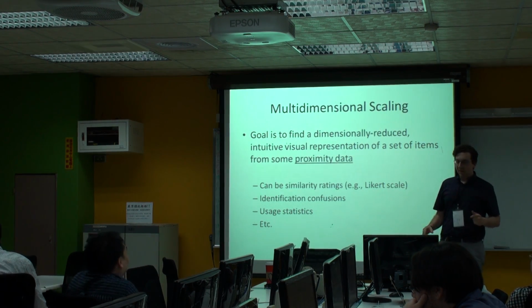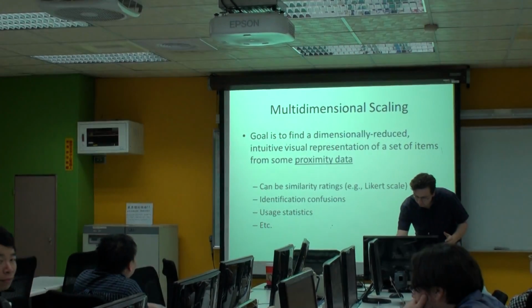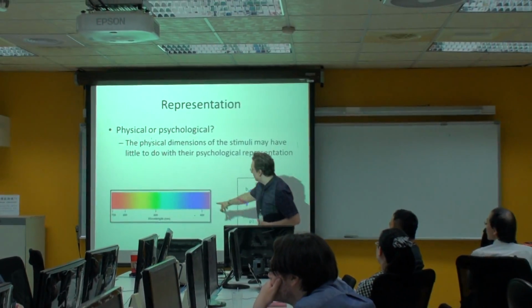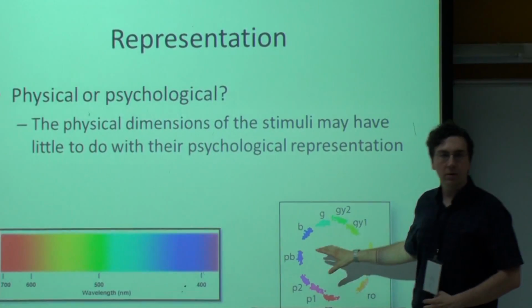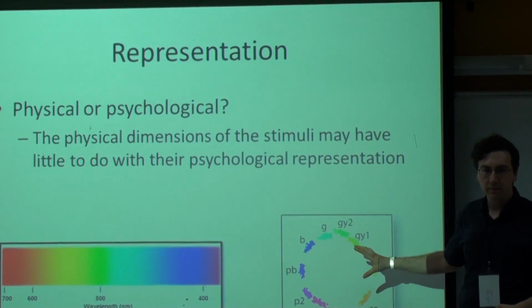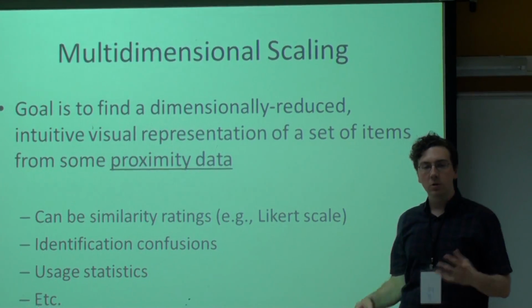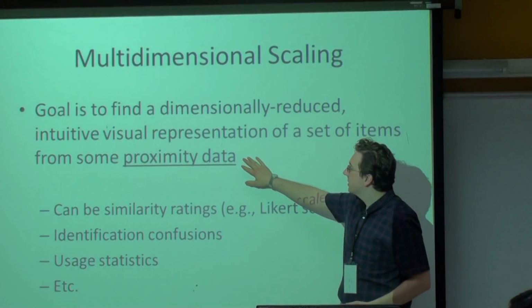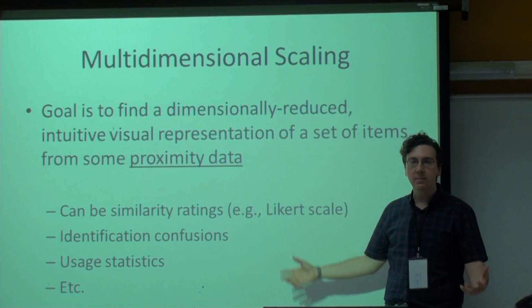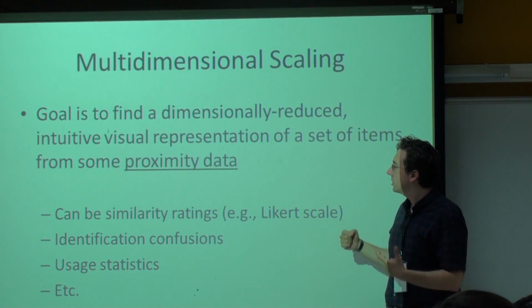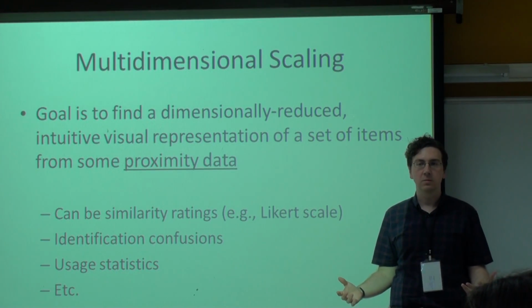Okay. So our goal is to go from something like this and uncover what people do psychologically, how they represent things. The method that we're going to use to do that is to first take some proximity data. And what do I mean by proximity data? They can be lots of different things.